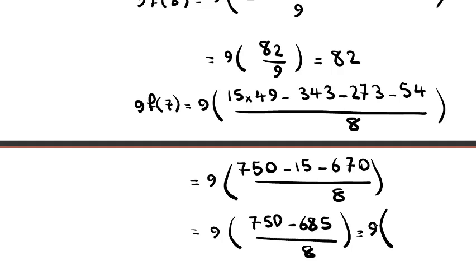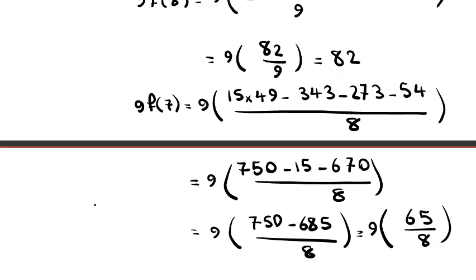So it will be 9. 5, 10 minus 5 is 5. 4, 14 minus 8 is 6. 6 minus 6 is 0. So it will be this over 8.